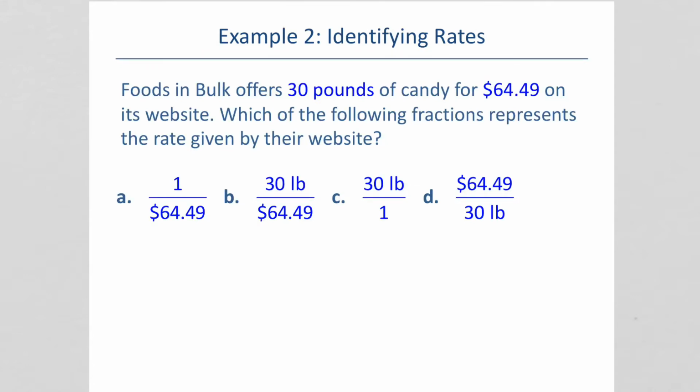Example 2, identifying rates. Foods in bulk offer 30 pounds of candy for $64.49 on its website. Which of the following fractions represents the rate given by their website? So we want to look for something with 30 pounds for $64.49. So B is definitely an option. A isn't because we don't have our 30 pounds in there. C isn't because there's no price. But D is also an option.